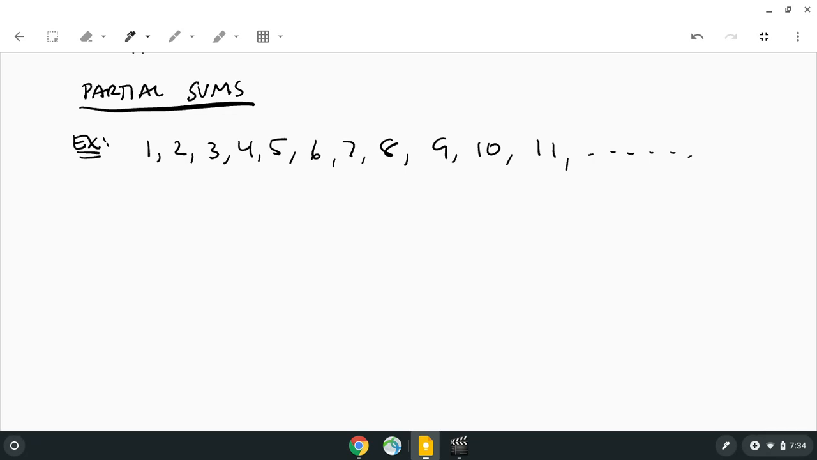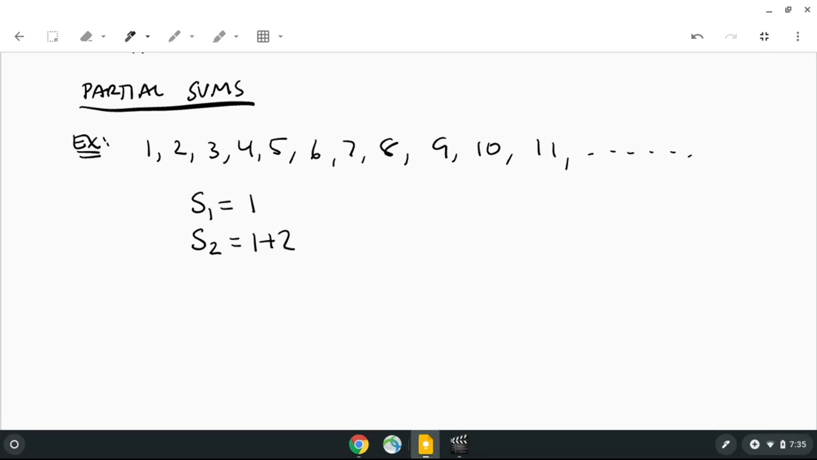So here I have a list of my terms in a particular sequence. We use S1 to represent the sum of the first term. Also kind of boring because you only have one term, so it's going to be 1. We use S2 to represent the sum of the first 2 terms. So that would be 1 plus 2, and that equals 3.